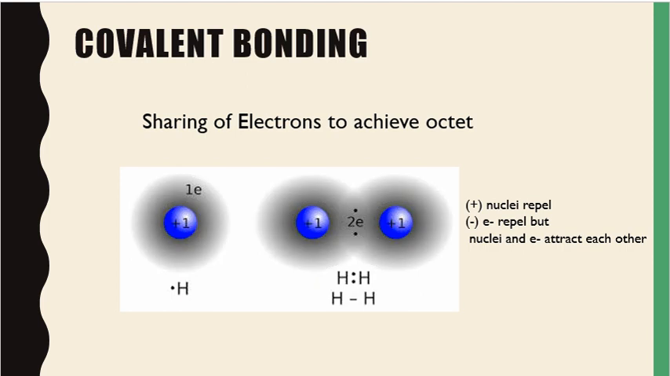So remember, the octet is all about being stable, but in covalent bonding, they share the electrons versus ionic, where they actually transfer the electrons. Okay, so what we actually have in this picture is the positive nuclei that are repelling each other, and the electrons themselves repel, but because of the attraction between the electrons and the nucleus, that's how they're able to be held together.